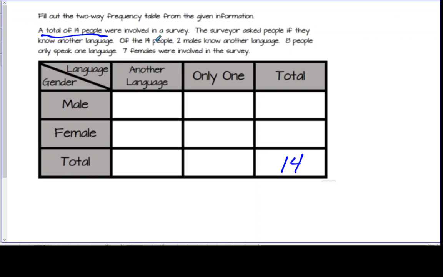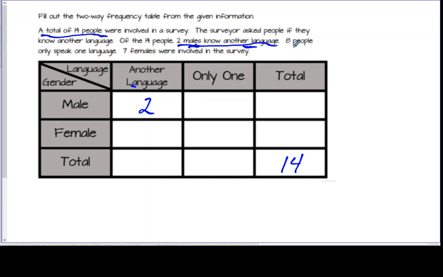Well, now it says the surveyor asked if they know another language. Of the 14 people, 2 males know another language. So where can we put that 2? We know that they are male, and they know another language. So I can go to the male, say, all right, I know it's either going to be here, here, or here. But remember, these 2 people know another language, so I need to pay attention to another language. Another language is right here, so if I put a 2 right here, that means they are male, and they also know another language. That's where that 2 goes.